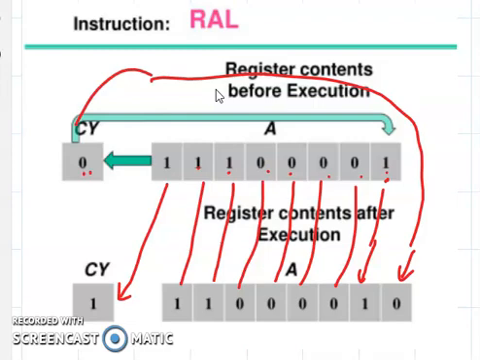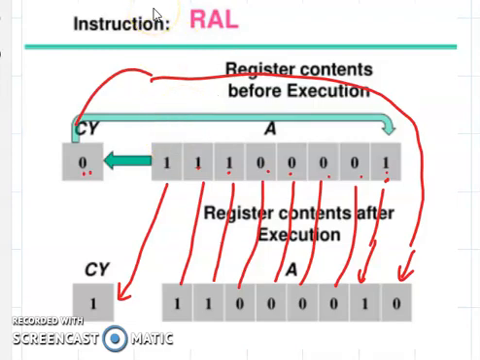After execution, we get a different pattern. Earlier it was 1 1 1 0 0 0 0 1. Now after execution, it becomes 1 1 0 0 0 0 1 0. Then the bit in the D7th position is shifted to the carry flag. This is what happens in the case of RAL.